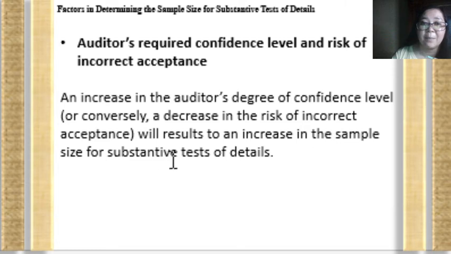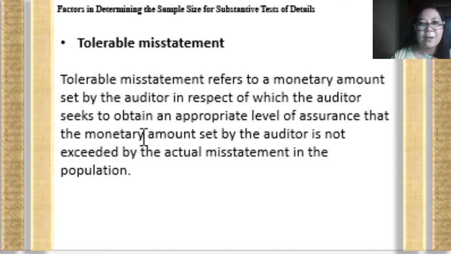Okay. So an increase in the auditor's degree of confidence, or conversely a decrease in the risk of incorrect acceptance, will result in an increase in the sample size for substantive test of details, because in this case, the auditor will gather more evidence to support his opinion. Okay. So another factor that he should consider is tolerable misstatement.